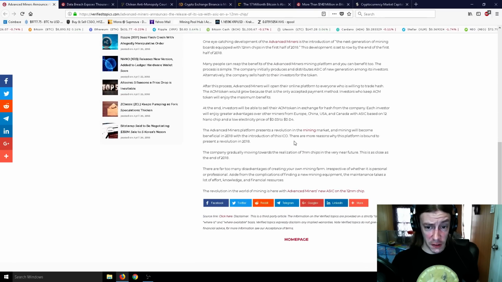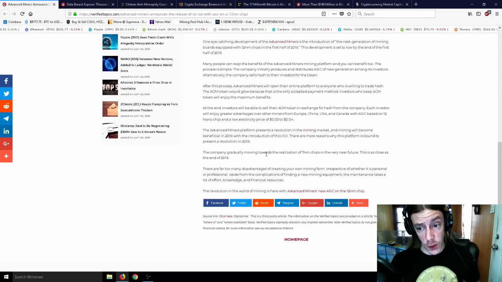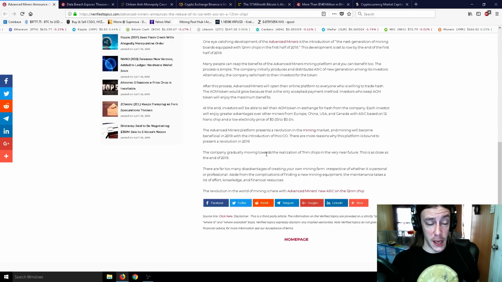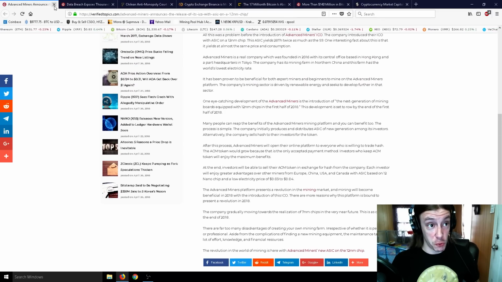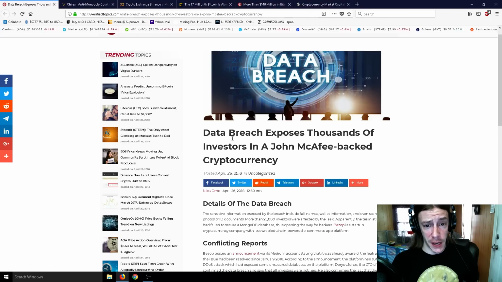So 70 cents a coin now could equal a few bucks in the future. The company is gradually moving towards the realization of 7-nanometer chips in the very near future. This is as close as the end of 2018. So 7-nanometer chips would be pretty insane. Might be able to get 40, 50 terahash out of something like that, depending on how they make it.